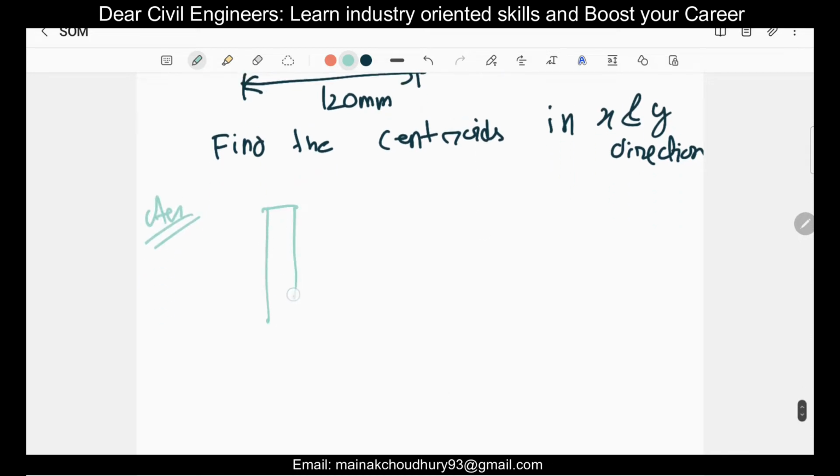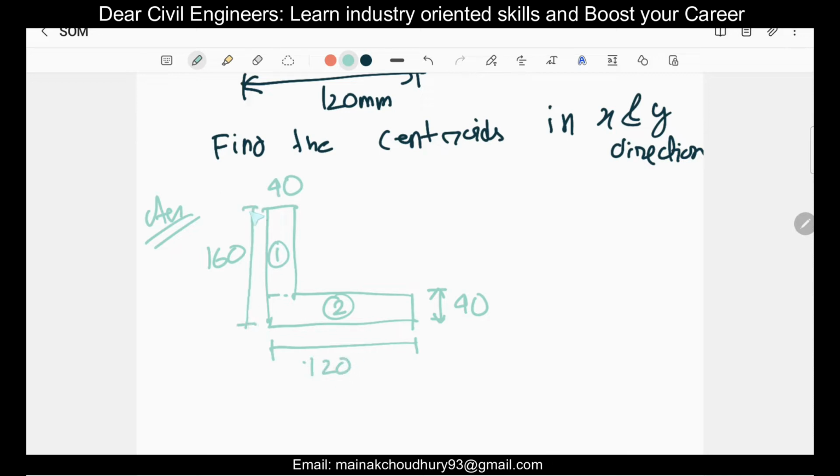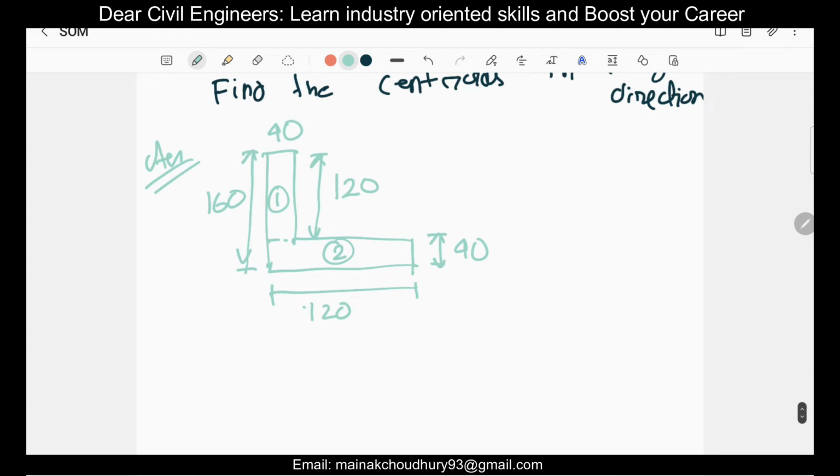So in the question it is given here, just redraw it. The question is given that this is 40 and this is 160. So first of all we'll divide the figure. Let me take this as 1 and this as 2. This is given here as 40 and this is 120, right? If the total is 160 here and this is 40, then this will be 160 minus 40, which is 120.